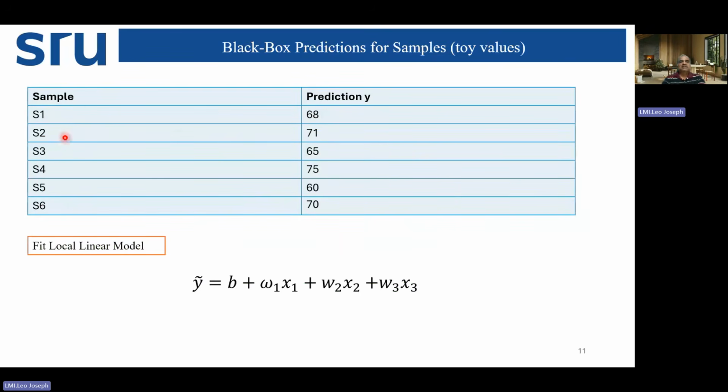This is the original. S2, S3, S4, S5, S6: for this synthetic data, it is generating the predictions 71, 65, 75, 60, 70. Fine. We are recording those values. Next, we are computing the local linear model. That model we are going to find. We are going to find the activation model. So it is B plus linear regression, simple linear regression only: B plus W1 X1, W2 X2, W3 X3, like that linear model.